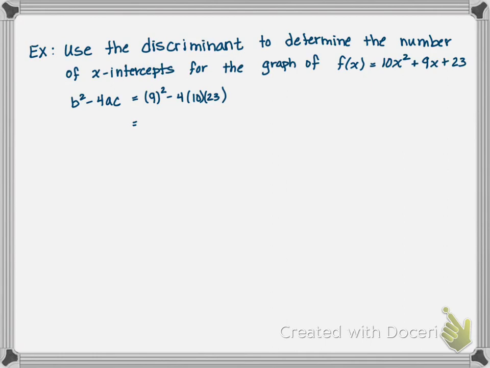It's an ugly number. Negative 839. Some big, huge negative number. But in particular, it's negative, right? And what does that tell us about my x-intercepts? Yeah, there aren't any, right? If the discriminant is negative, then the function does not have any zeros or real zeros, which means its graph does not have any x-intercepts. So that negative tells me that there are no x-intercepts.